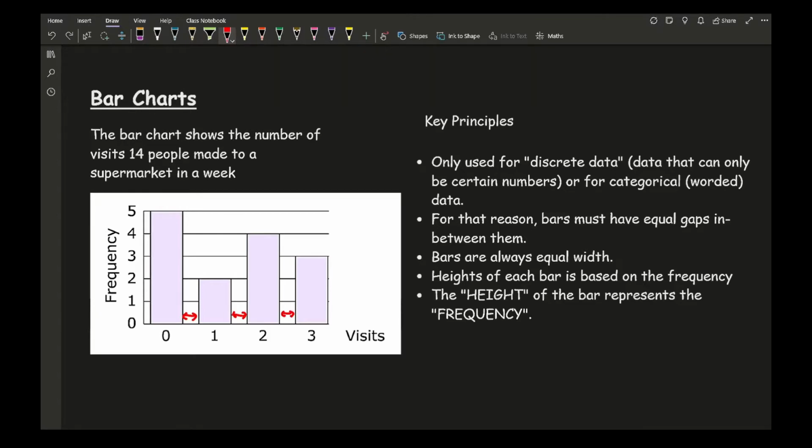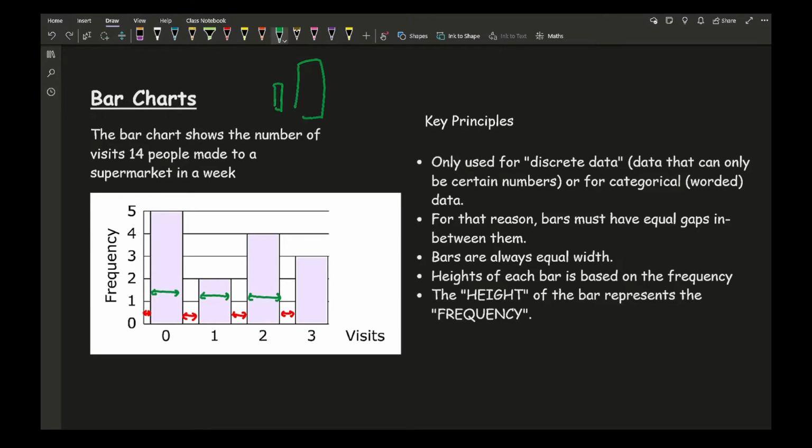Now, these gaps need to be equal. I know that the first gap isn't equal compared to the others. The first gap's kind of a pass, so you can get away with that, but in terms of the gaps between each of the bars, they must be the same. And likewise the widths of the bars must be the same for each bar that you draw. So what you don't want is one thin bar and then one kind of chunky bar. And the heights of each of the bars are based on the frequency.